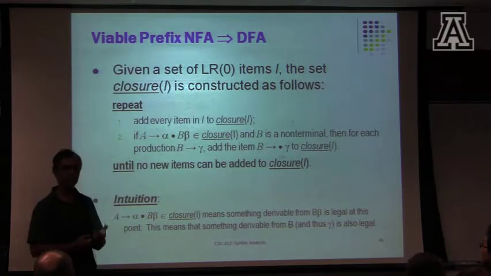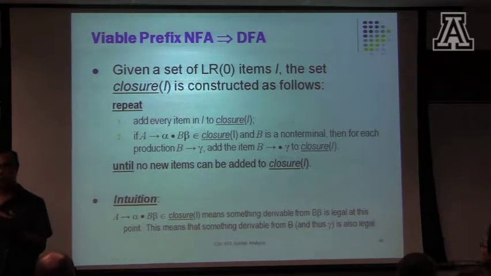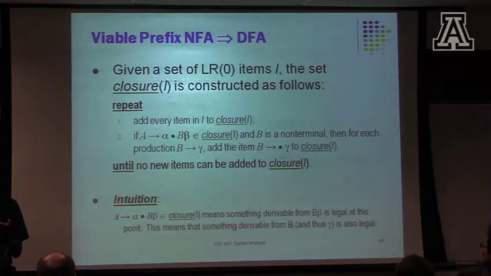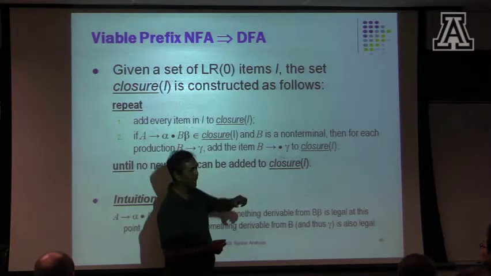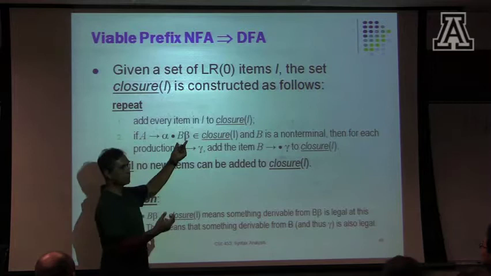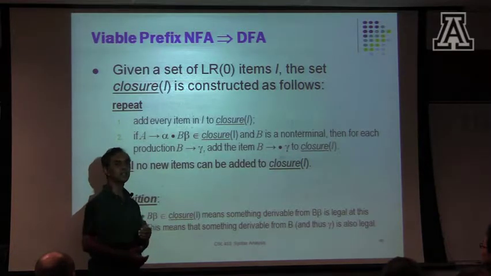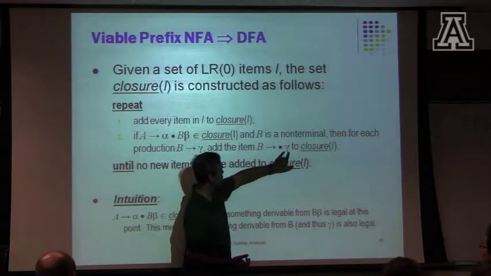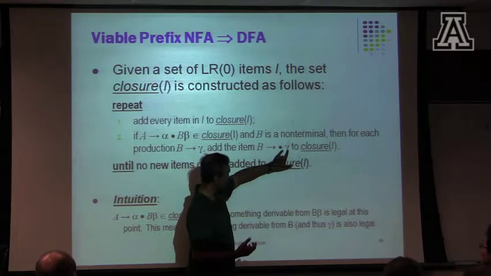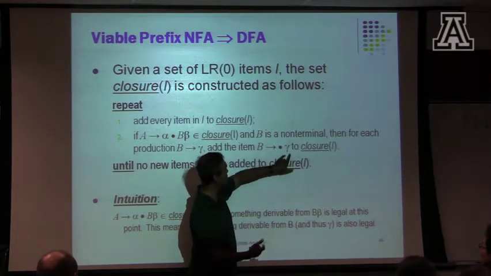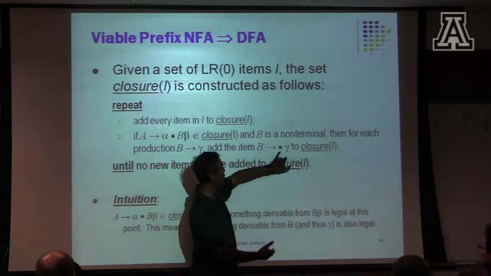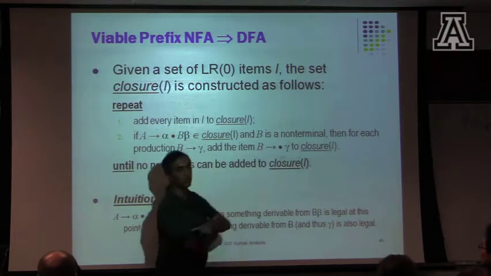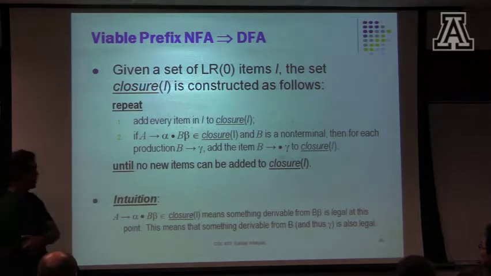Well, if I see something that potentially could be derived from B, how could I do that? I have to use one of the productions for B. And since this is to the right of the dot, I haven't seen any of that yet. So for each production for B, I can see the right-hand side of that production as something that could come next. So I put the dot all the way on the left. That's the intuition.